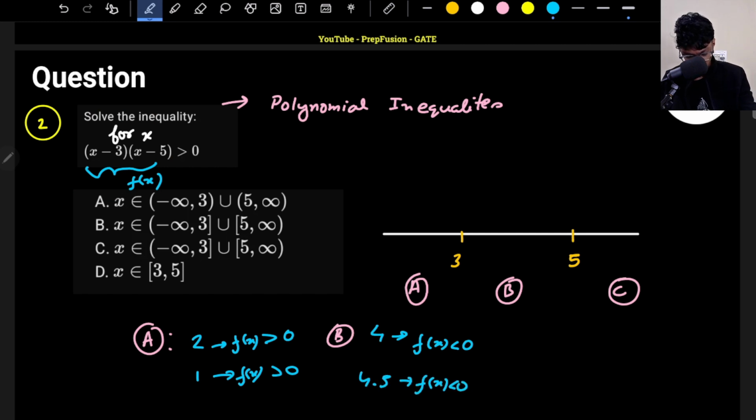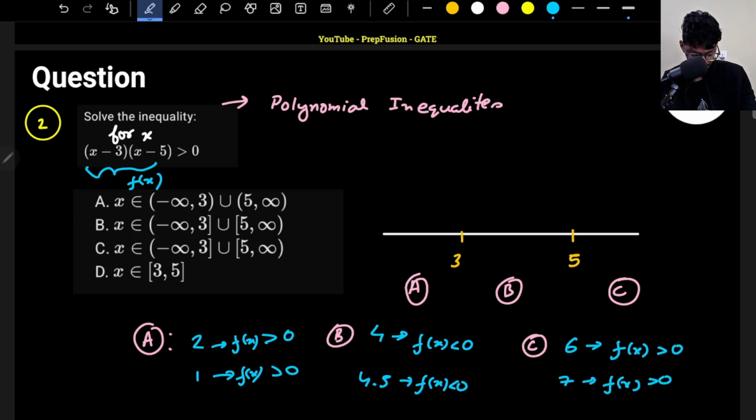Okay. And coming to the last region, region C. In the region C, choose any value greater than 5. So I will choose 6. If I choose 6, you will observe that your f of x will be greater than 0. If you choose 7 as well, your f of x will be greater than 0.